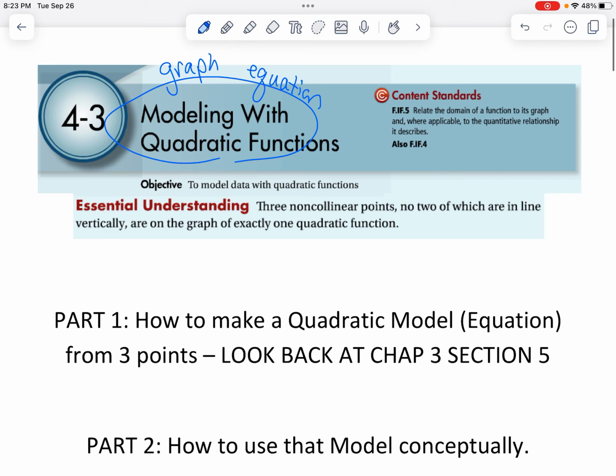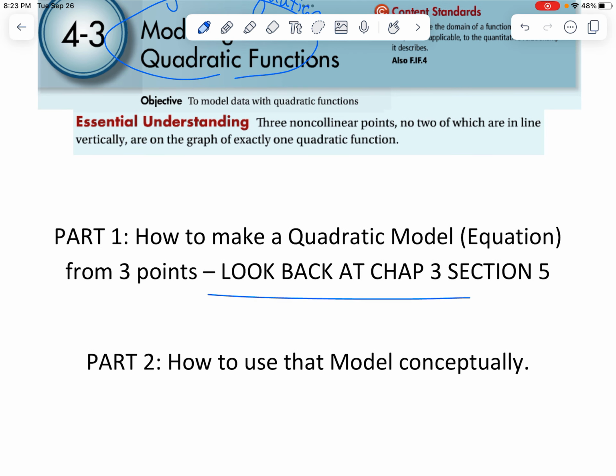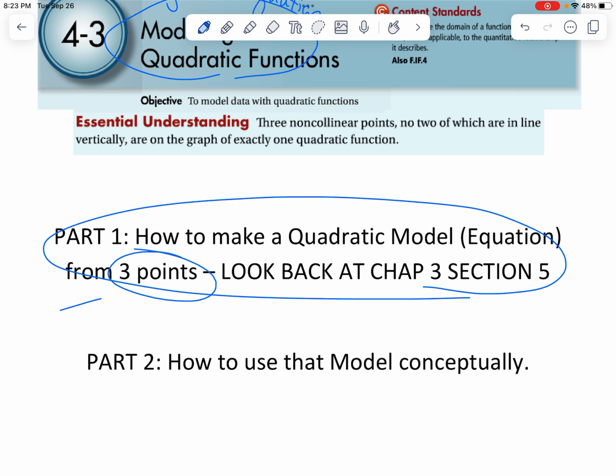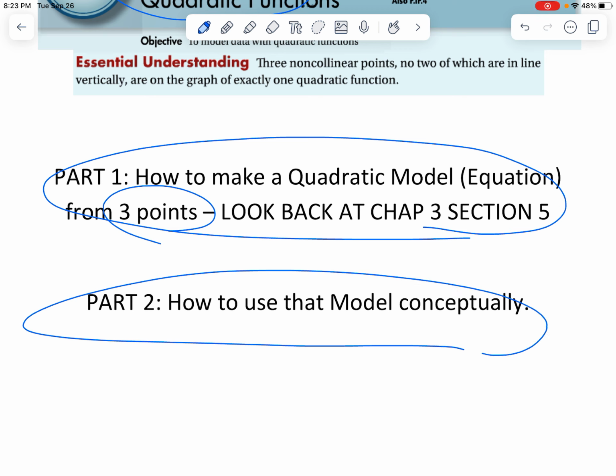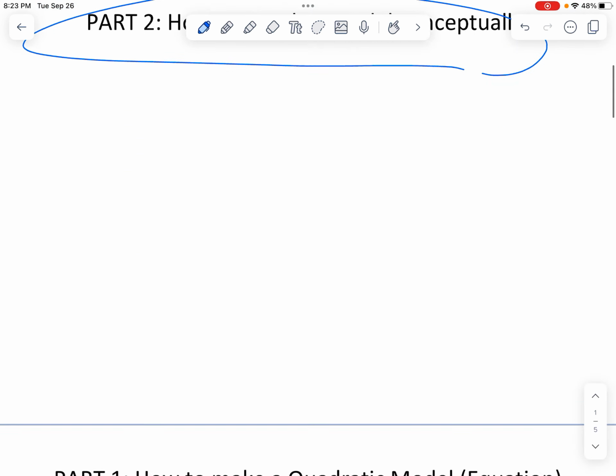Okay, part 1 today. How do you make a quadratic model? How do you make an equation given 3 points? So that's going to be the first thing we do, 3 points in making an equation. And then part 2, let's go ahead and use that model conceptually. So let's use our equation and our graphs and kind of try to understand these things.